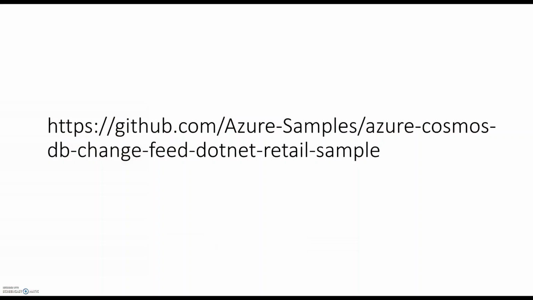All the code samples we'll be using today are already available on GitHub at the following link. If you follow the following link, http://github.com/azure CosmosDB changefeed.net retail sample, you will be able to find the entire tutorial along with step-by-step instructions on how to set it up and how to use it.